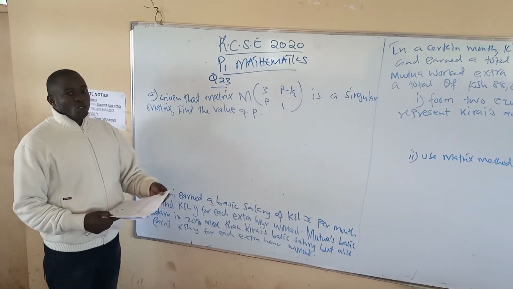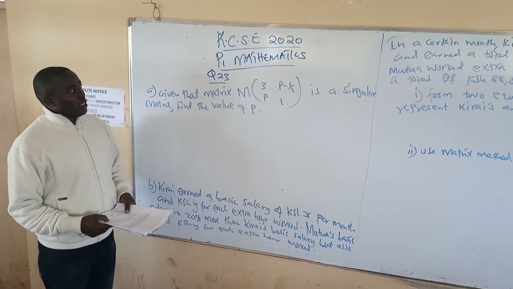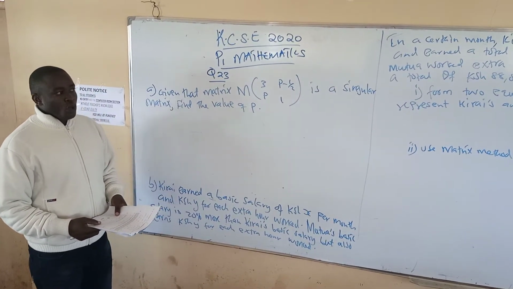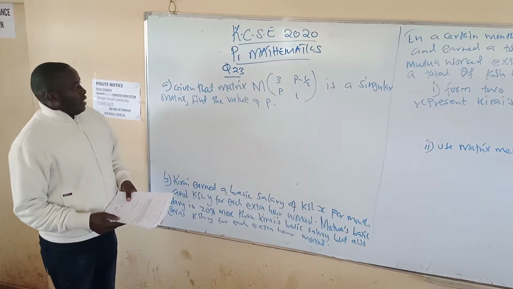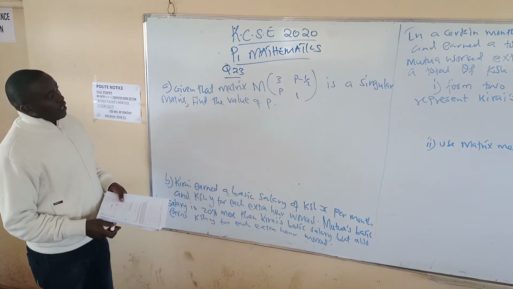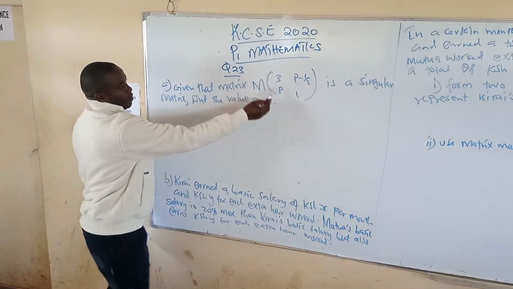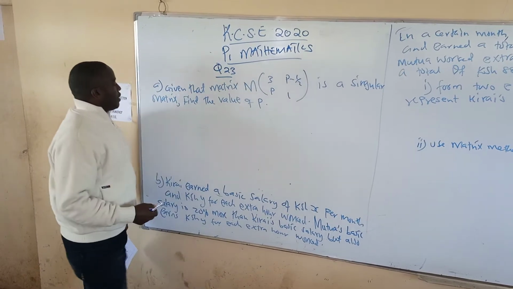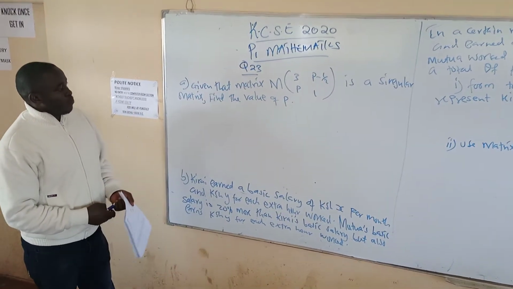Today I'm going to take you through the KCSE 2020 Paper 1 Mathematics question number 23. The question was on matrices. It read: given that matrix M, a matrix of 3, P minus a half and 1, is a singular matrix, find the value of P.